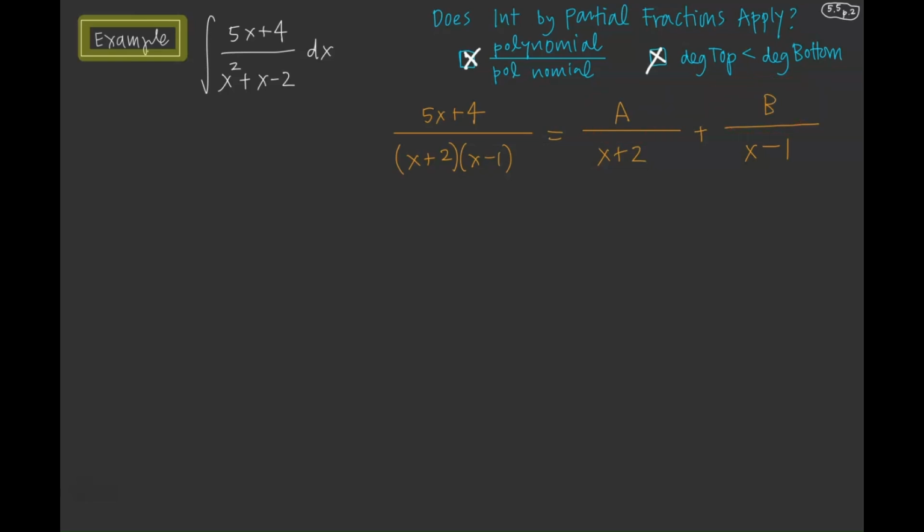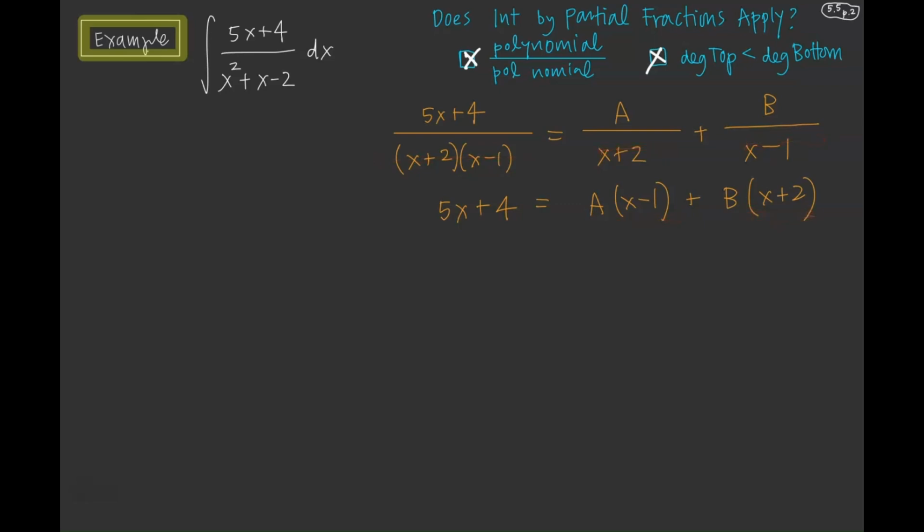So what we're going to do is multiply both sides by this. We'll multiply it over here and over here. It basically cancels right there. So we're left with 5x plus 4 equals A times x minus 1. We multiplied this guy by A, but the x plus 2's cancel, so I have A times x minus 1, and then plus B times x plus 2. So again, all I did going from here to here is I multiplied both sides by x plus 2 times x minus 1. It canceled here, and then certain things canceled on the right side, but other parts of that product were left behind.